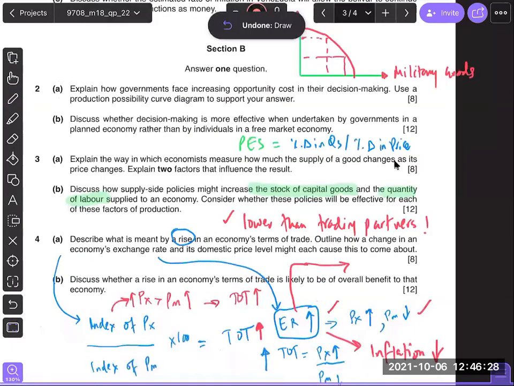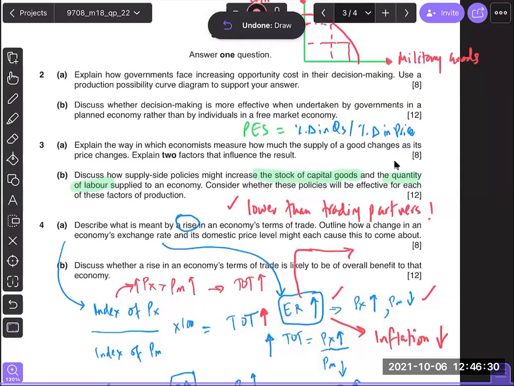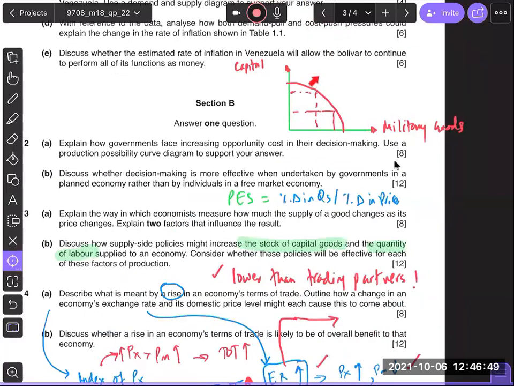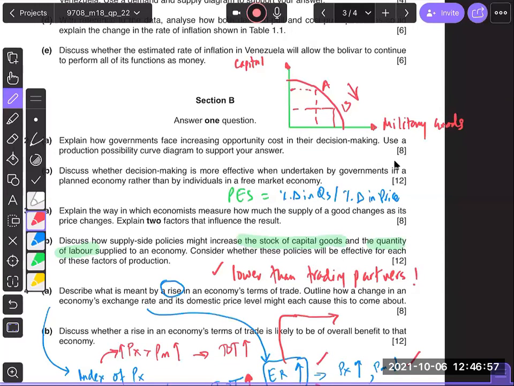Okay. Discuss whether decision making is more effective when, by the way, when you're writing an answer like this one, you're talking about defining PPC as well. You define PPC, you talk about what PPC represents, what the assumptions of PPC are, what opportunity cost is, and what it looks like for a government in terms of its options. And as you move from, let's say, A to B, why the opportunity cost is increasing in this scenario.